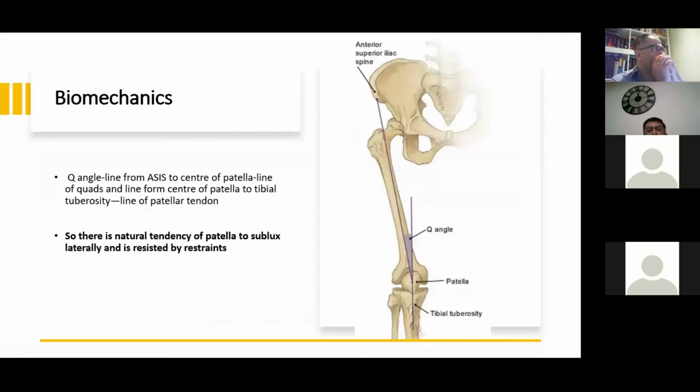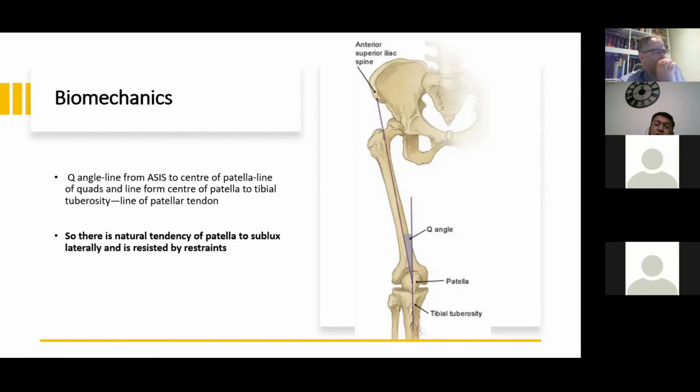Then come to the biomechanics, which are important for the stability of the patella. There is normally a Q angle. The Q angle is between two lines: one line drawn from the anterior superior iliac spine to the center of the patella, and the second from the center of the patella to the tibial tuberosity. The angle between them is the Q angle. With a normal Q angle, there is still a tendency of the patella to sublux laterally, and if this angle increases, the tendency of the patella to sublux laterally will increase.